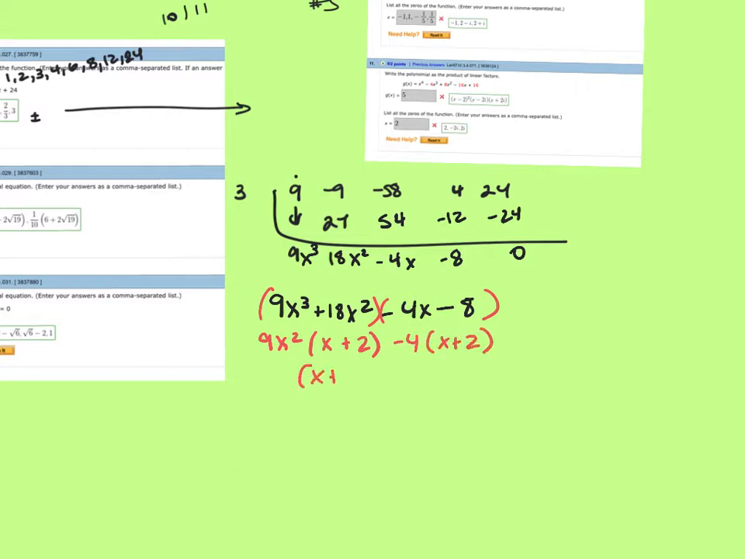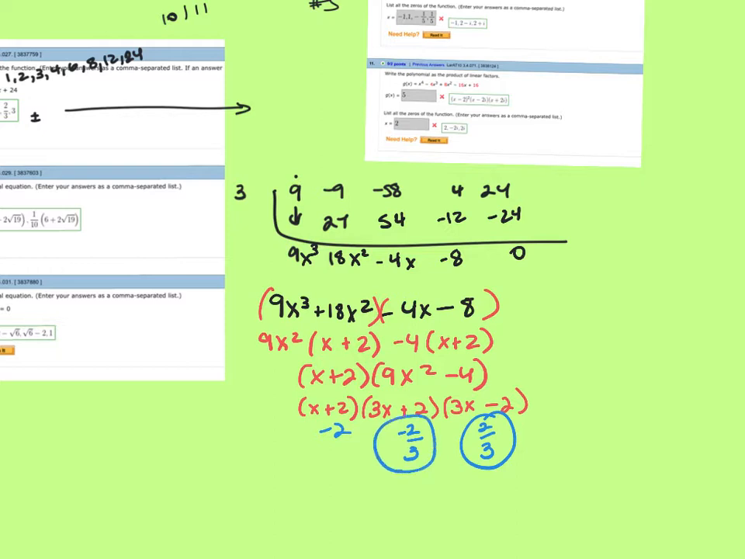So then I get x plus 2 and 9x squared minus 4. And that 9x squared minus 4 is the difference of 2 squares, so you can go further: 3x plus 2 and 3x minus 2. And then you get -2, -2/3, and +2/3. 1, 2, 3, and the 3 that came from your answer should be the 4th one.